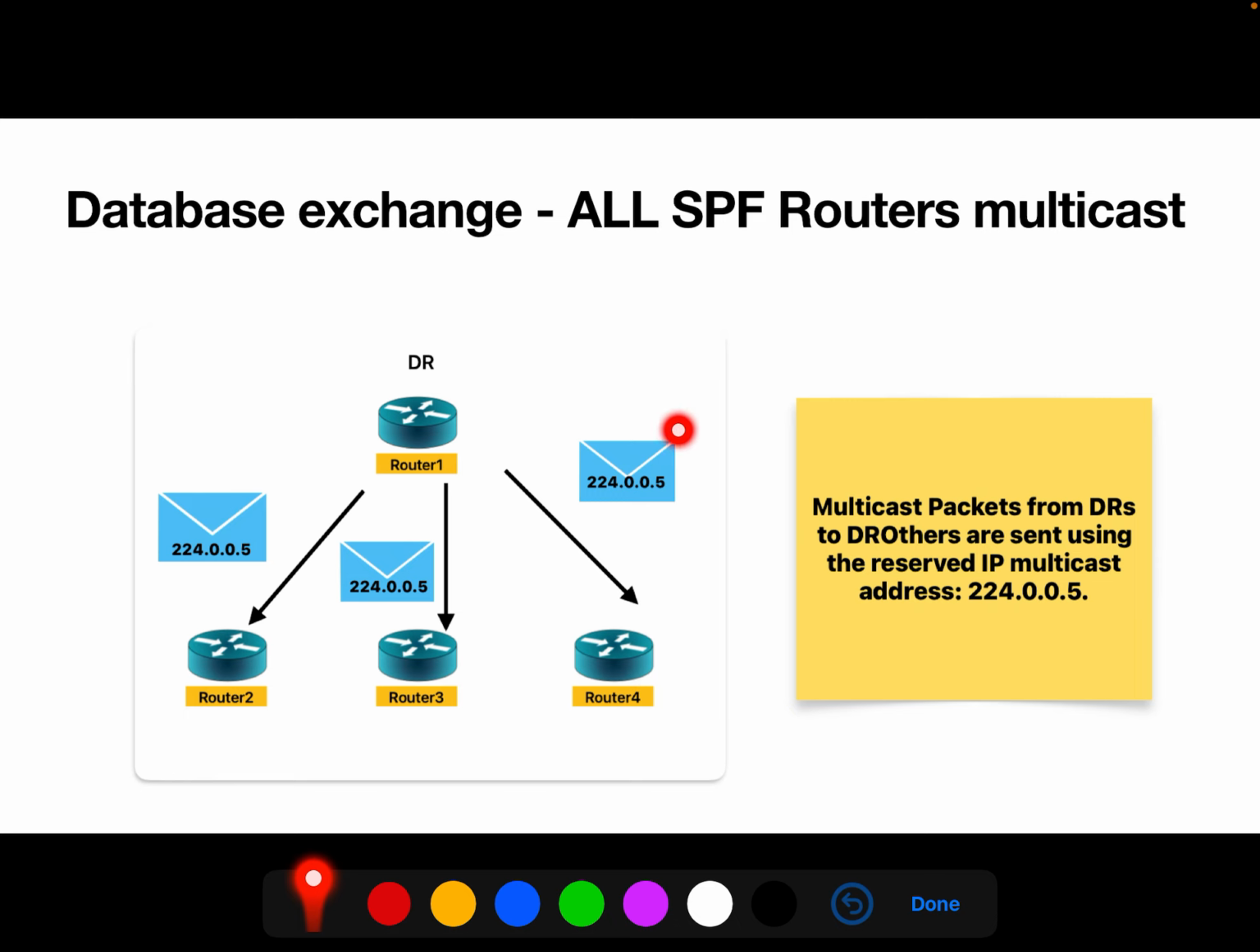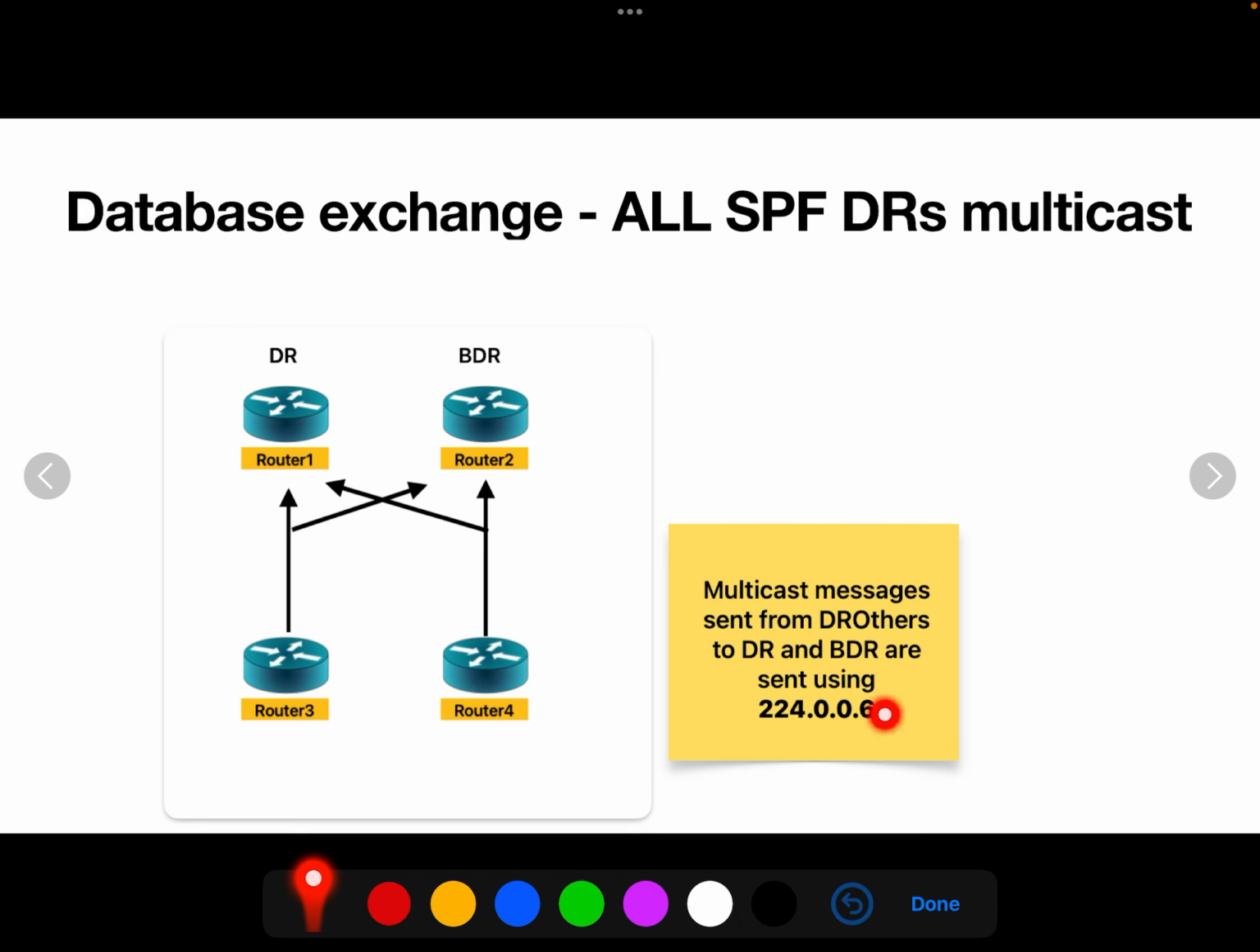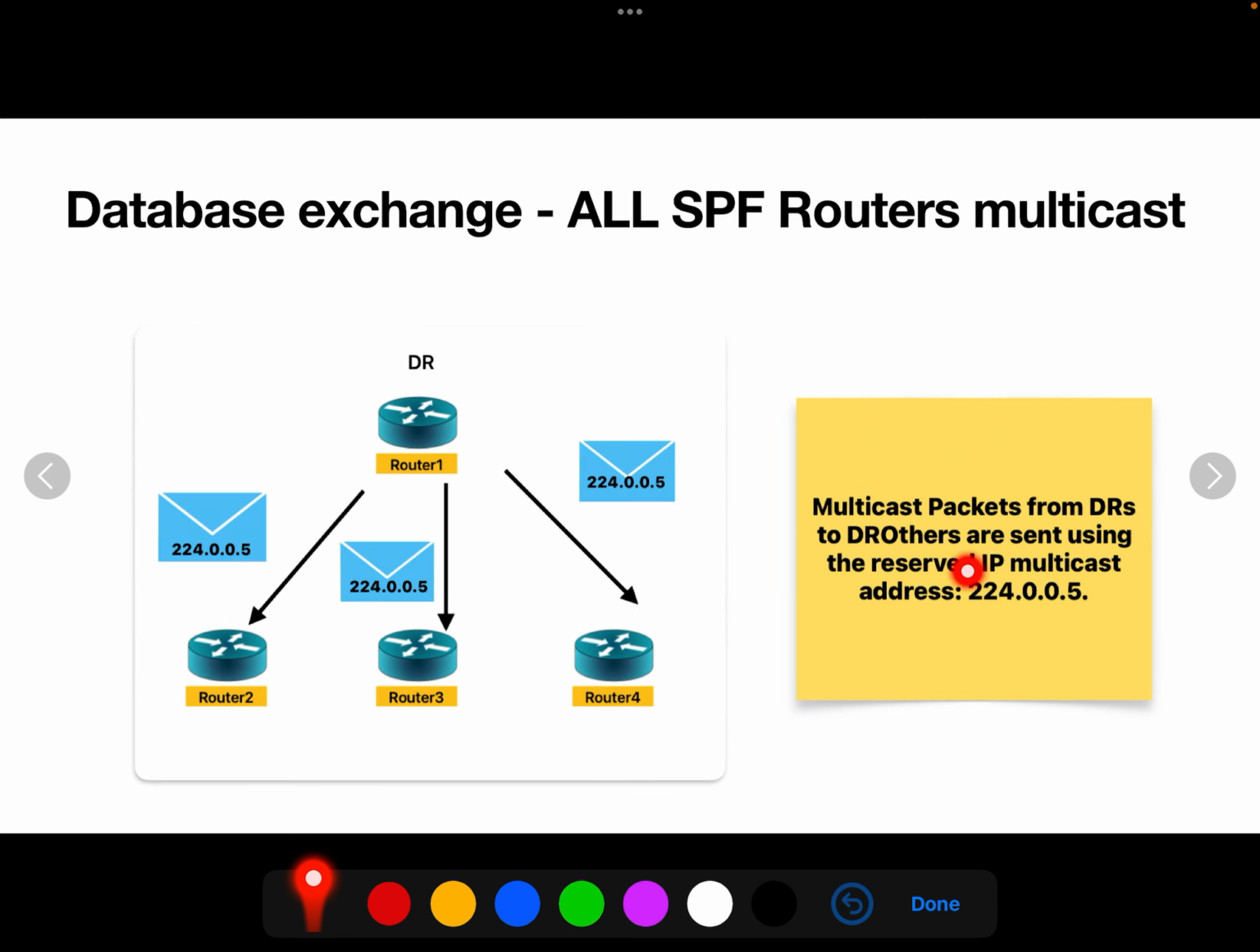This is the opposite of the previous one. This is going from designated routers to the DR other routers, and thus using IP address 224.0.0.5. So don't get confused. 224.0.0.6 is from DR others to the designated router and the backup designated router, whilst 224.0.0.5 is from the designated router to the other routers, the DR other routers.